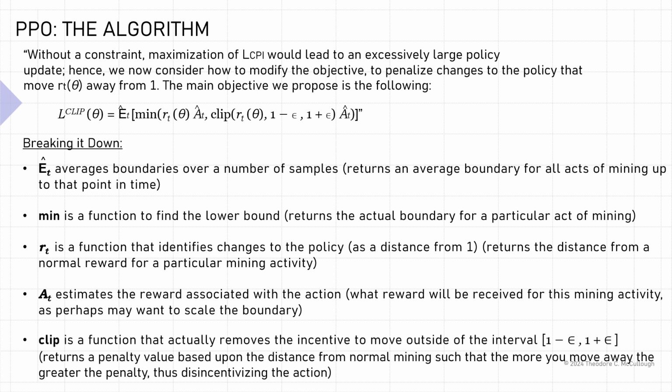Clip is a function that really removes the incentive for moving outside of the interval. So basically the idea here is that you want to disincentivize certain types of exploration, or you want to incentivize, but you want to do so really within a particular interval. And so this is the function that really does that, it removes or adds to the incentive. So that's kind of a brief overview of the PPO algorithm. And now we'll get into some of the philosophical aspects of PPO.